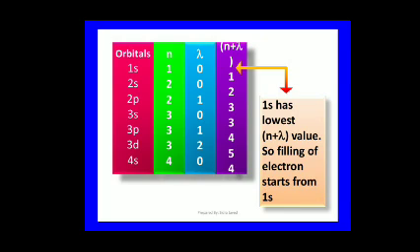The 1s orbital has the lowest n plus l value, so filling of electrons starts from 1s. For the 1s orbital, n is equal to 1, l value is 0, then n plus l value is 1. This is the lowest n plus l value, so the electron first enters into the 1s orbital.